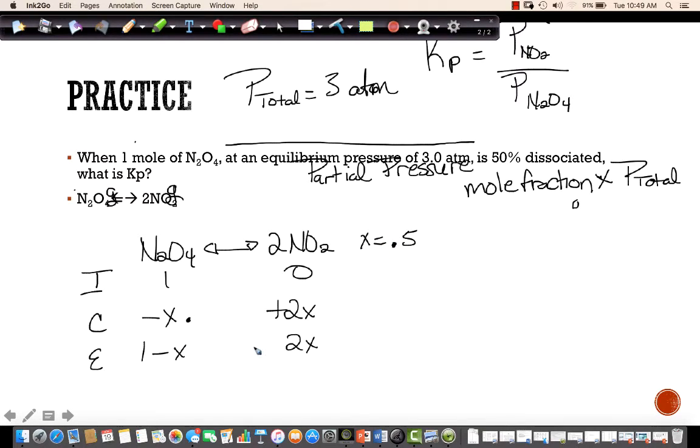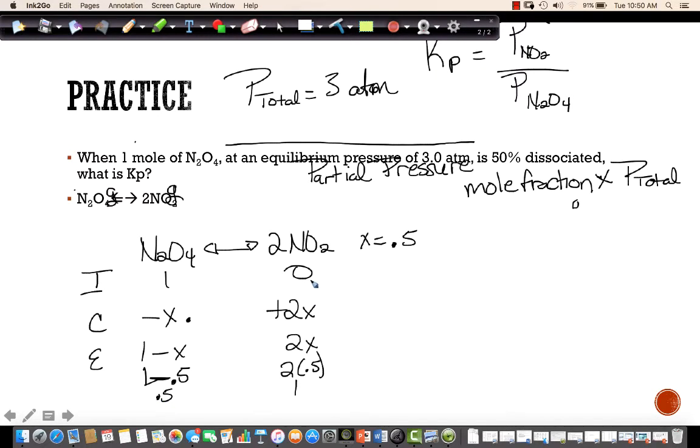Okay, so now let's solve to figure out how many moles I have of each thing. So 1 minus the half that decomposed should just be 0.5. I should have 0.5 left over. Well, 2 times my 0.5 would give me 1. So I'm actually going to have 1 mole. And really, if you think about it, it said 50% of it decomposed. Well, 1 mole, 50% of that would be 0.5.